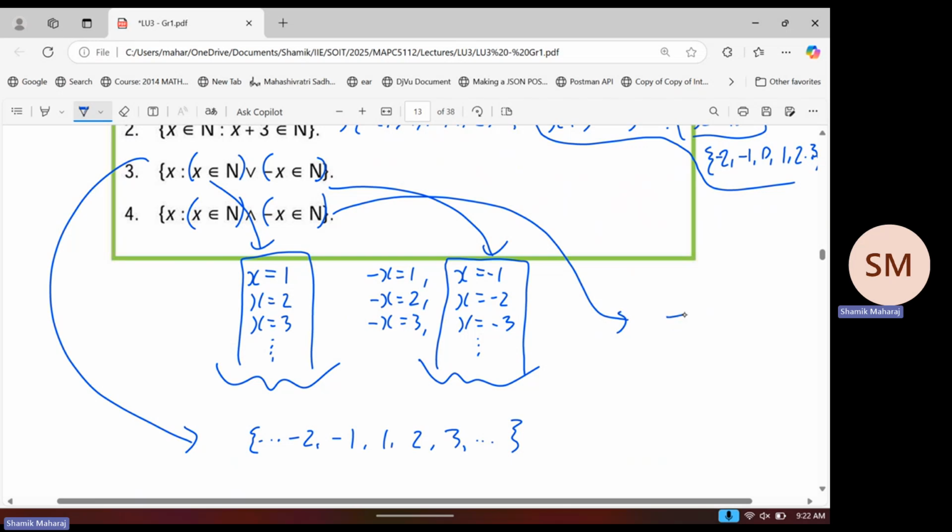So the answer to this will just be, you can write the empty set if you want to, or you can write the symbol of an open bracket and a closed bracket with nothing inside it.